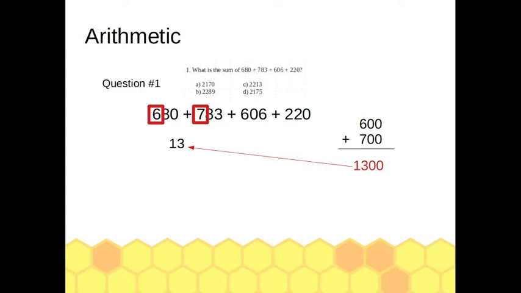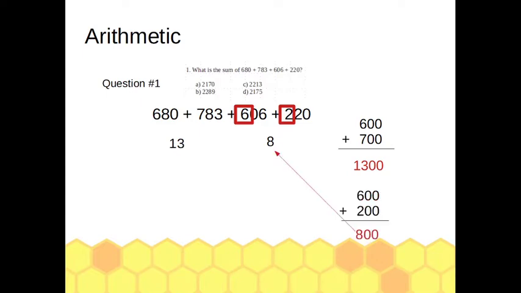Let us proceed to the next two numbers, the 6 and the 2. Same procedure as before, we will add them, and the sum of those two numbers will be 8, ignoring the zeros. It would be the same as 600 plus 200 equals 800. Now, we can add 13 and 8, and the sum would be 21, which is the same as 2,100, when 1,300 and 800 were added together.